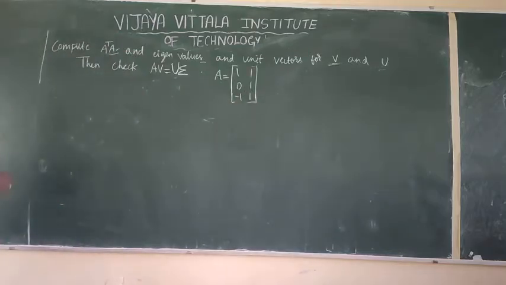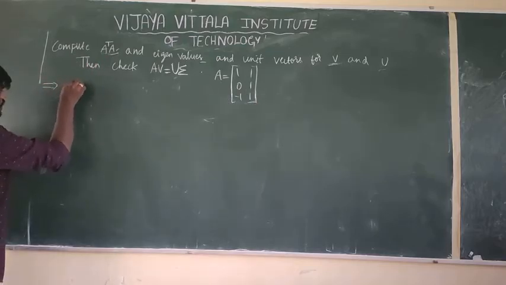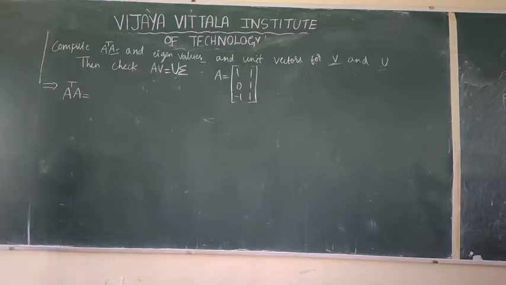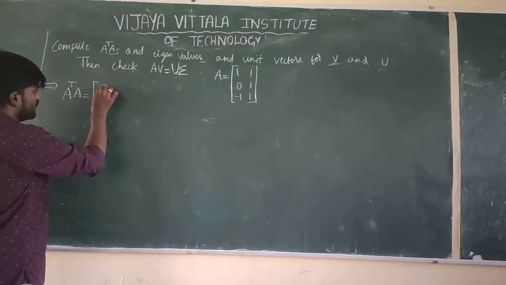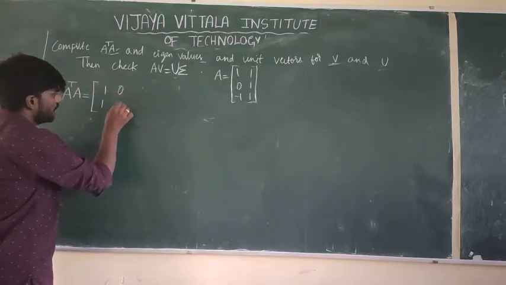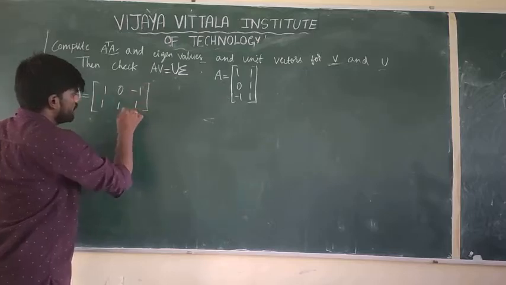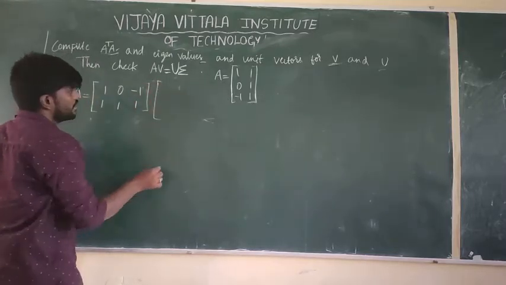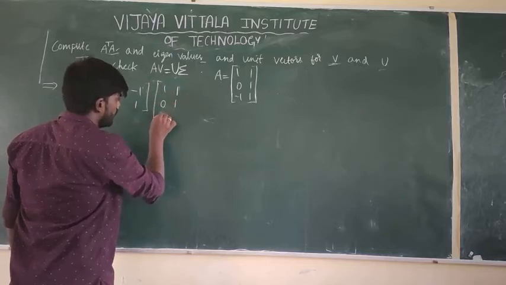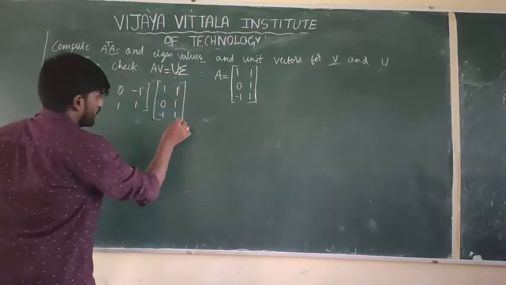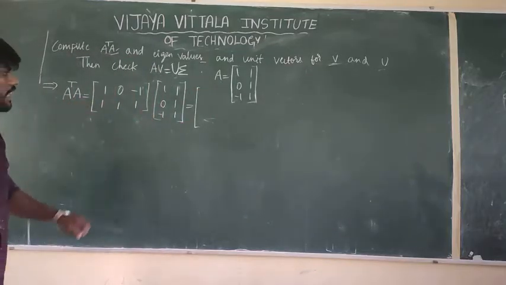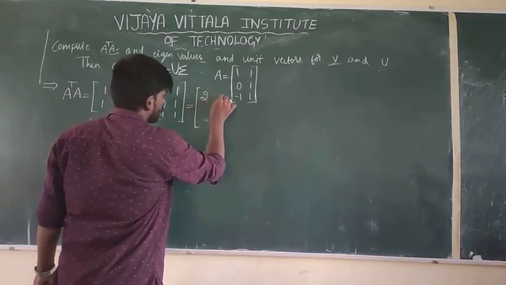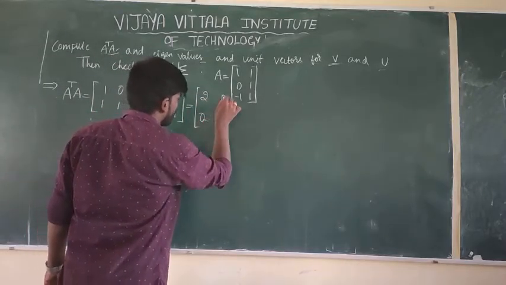First we compute A transpose into A. Here A transpose is the transpose of the given matrix A, which is 1 1 0 1 minus 1 1, and A is the given matrix 1 1 0 1 minus 1 1. After multiplying these two matrices, A transpose and A, we get 2 0 0 3.